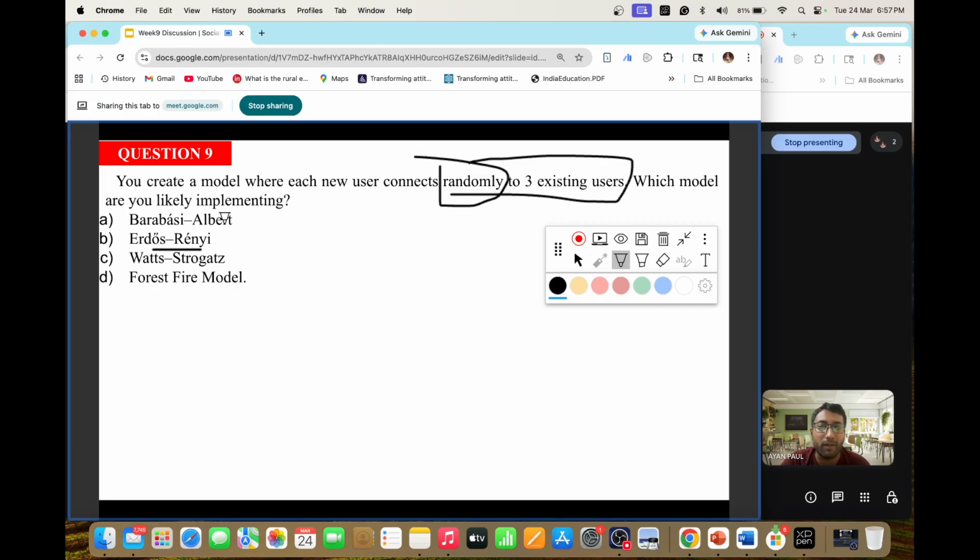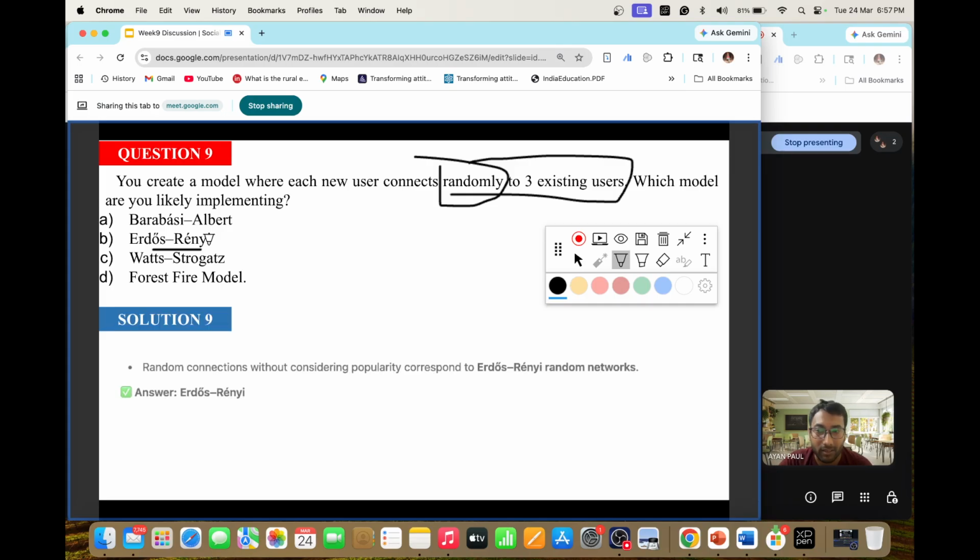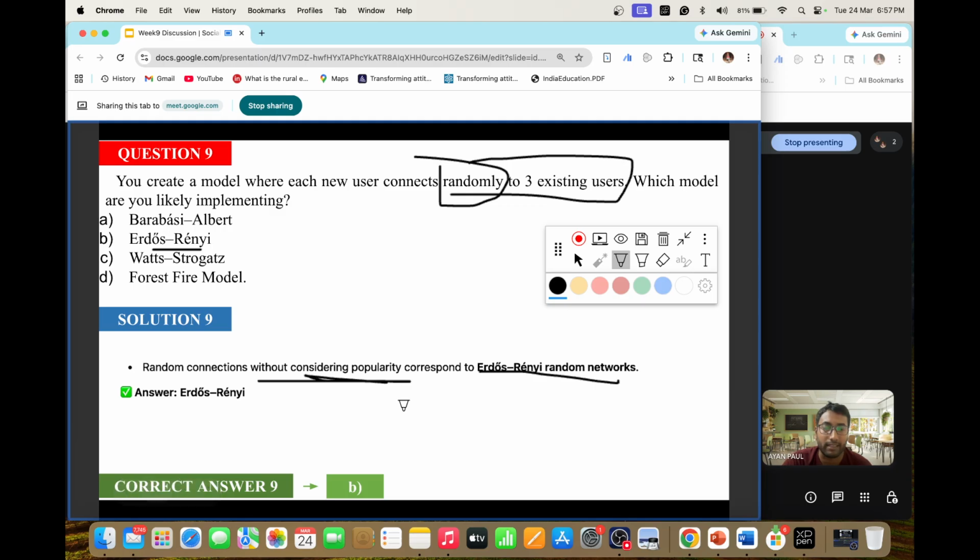BA model is preferential attachment, ER model is random connection. So option B is the correct answer. Random connection without considering popularity corresponds to the ER model. So option B, that is the Erdos-Renyi model, is the correct answer.